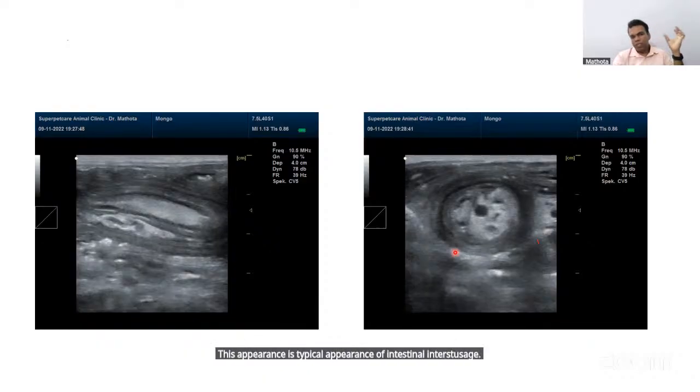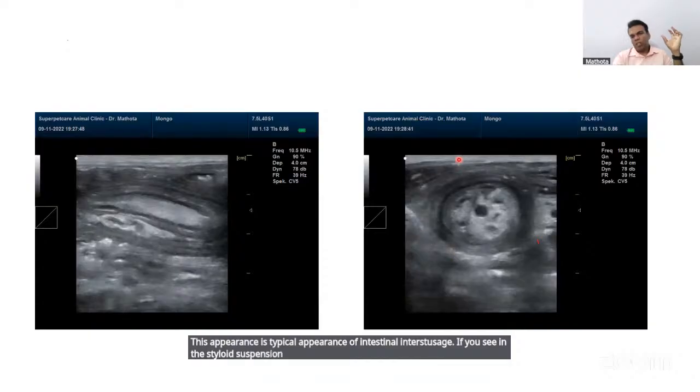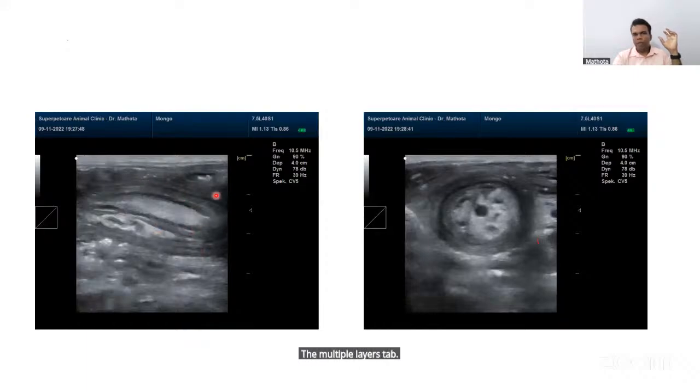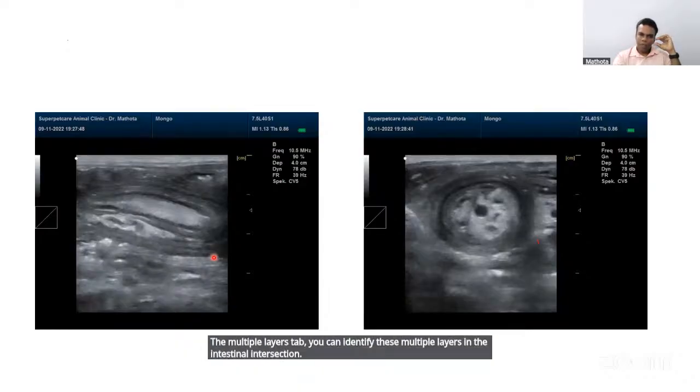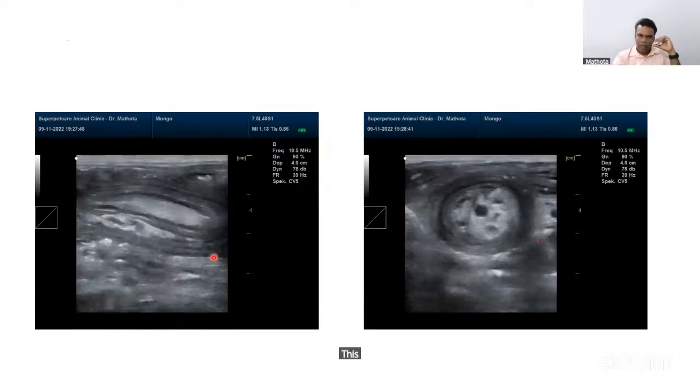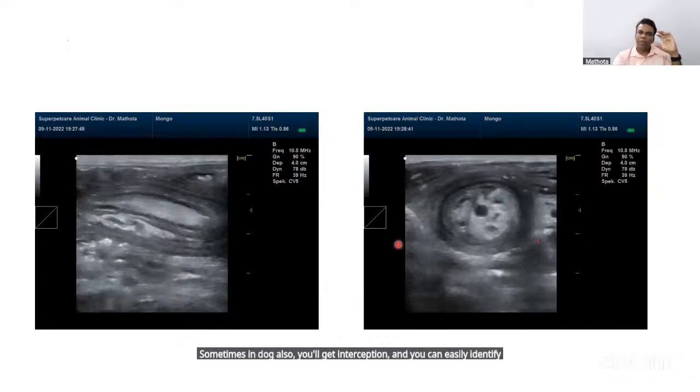If you see intestinal intussusception, this is cross section, this is longitudinal section. The multiple layers are there. You can identify these multiple layers in the intussusception. This is a cat, so you can easily use a high frequency probe and see this. Sometimes in dog also you will get intussusception and you can easily identify it with this typical appearance.